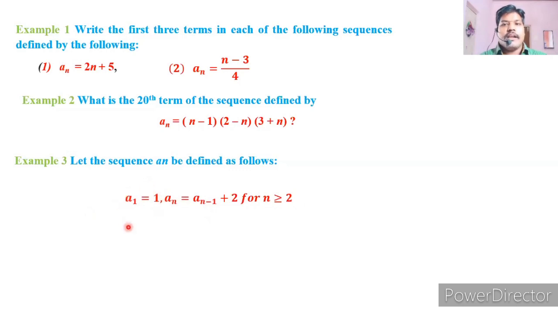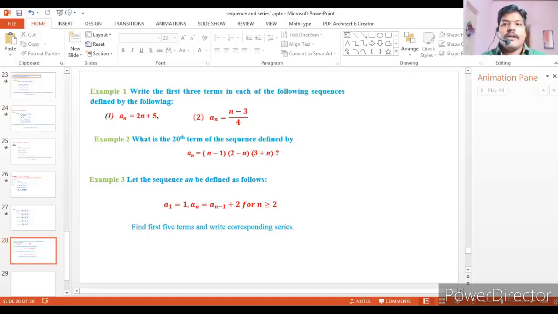In this question, a1 is given, a1 is equal to 1, and a(n) is equal to a(n-1) plus 2 for n greater than or equal to 2. They are asking to find the first 5 terms and write the corresponding series also. That means we have to calculate a1, a2, a3, a4 and a5 and the series. Series is nothing but the sum of the sequence. So after calculating the 5 terms, just write down the addition. That is called the series.